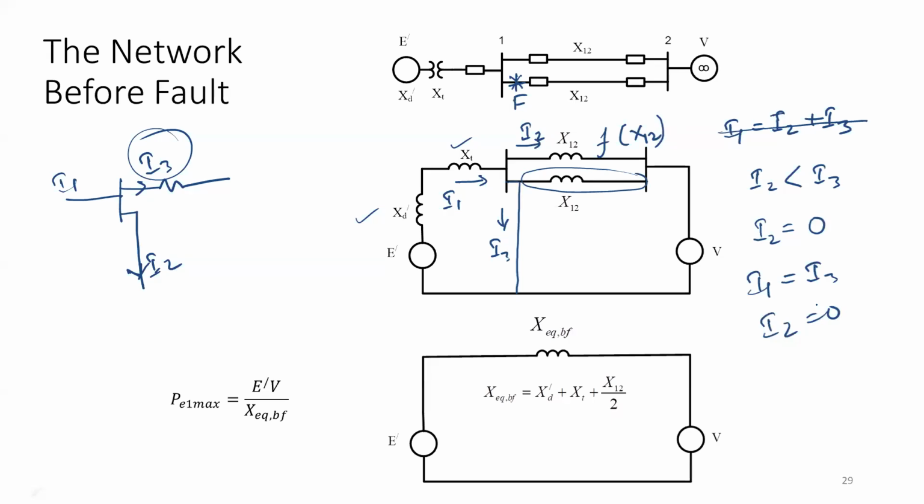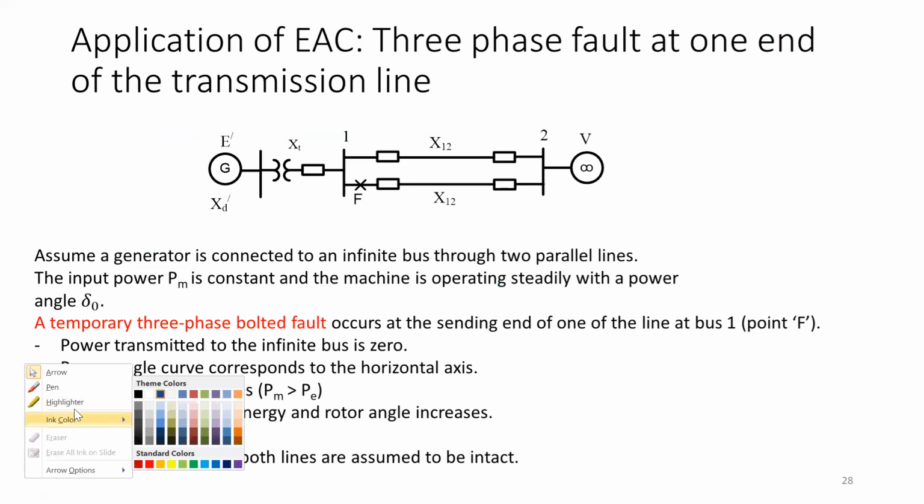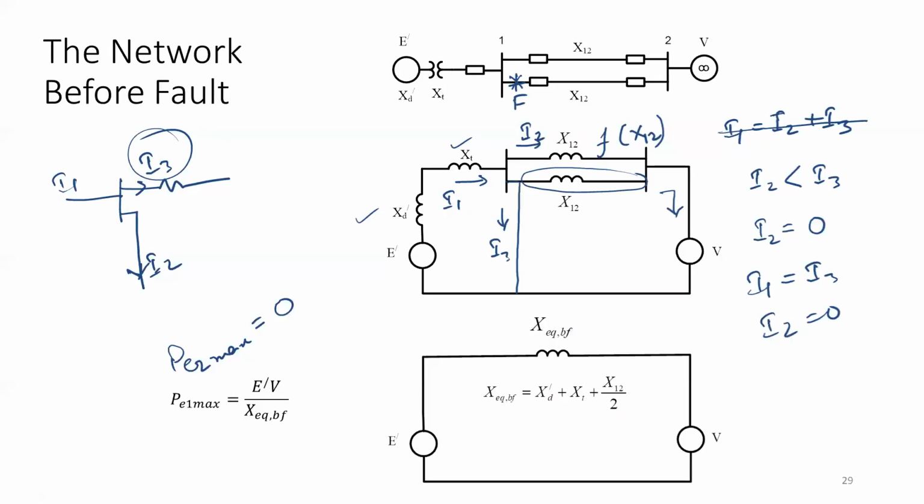Yes, sir. Okay. So if no current is going through your terminal voltage, what will be your PE? Let's say this is 2. What will be your power delivered to the terminal voltage during fault? It should be 0. So this was our first point: power transmitted to the infinite bus is 0. We understood why it is 0. Everyone clear?